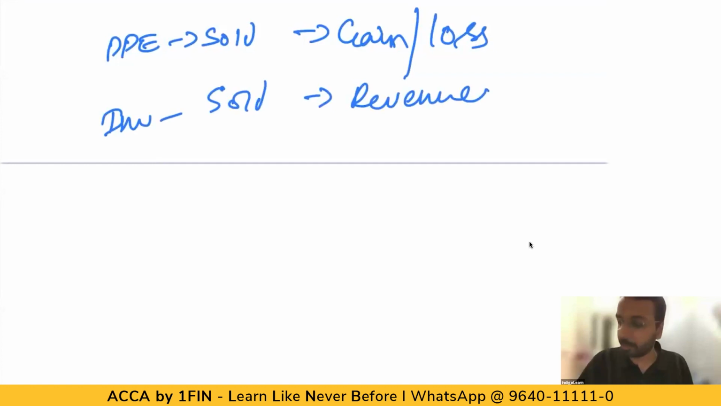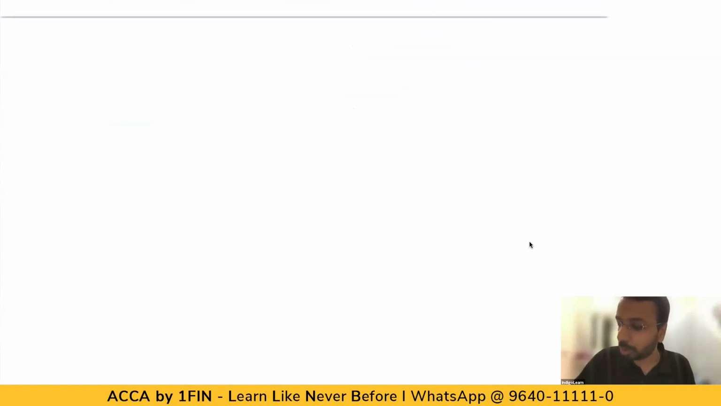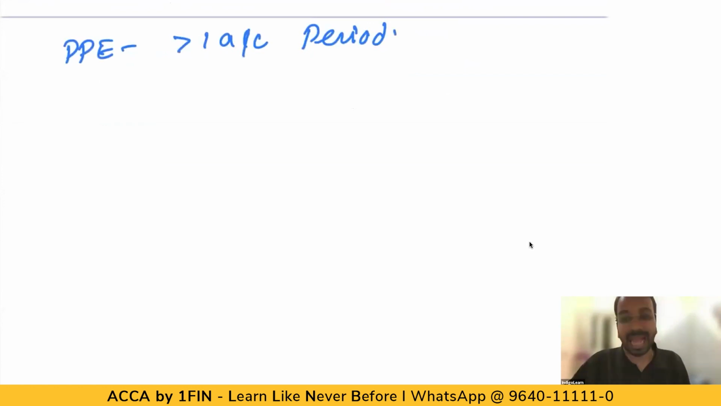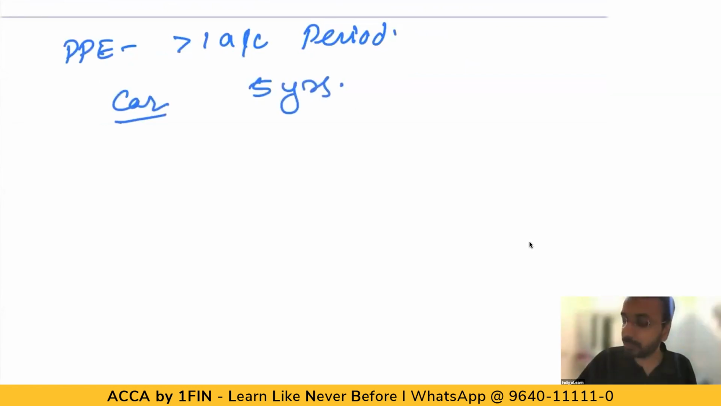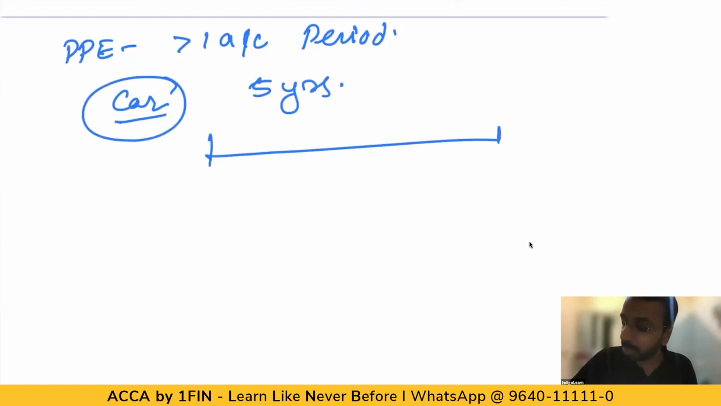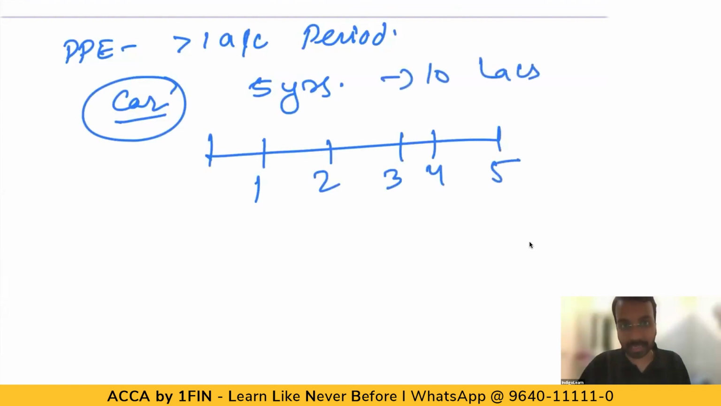And when you acquire property, plant and equipment, what you need to understand is that this is used for more than one accounting period. So let us say I bought a car, and I will use it for 5 years. The cost of the car must be apportioned over these 1, 2, 3, 4, 5 years. So let us say this car is 10 lakhs.